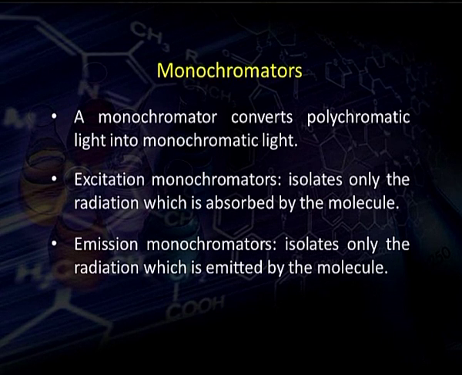A monochromator converts a polychromatic light into monochromatic light. It is of two types, excitation monochromators and emission monochromators.